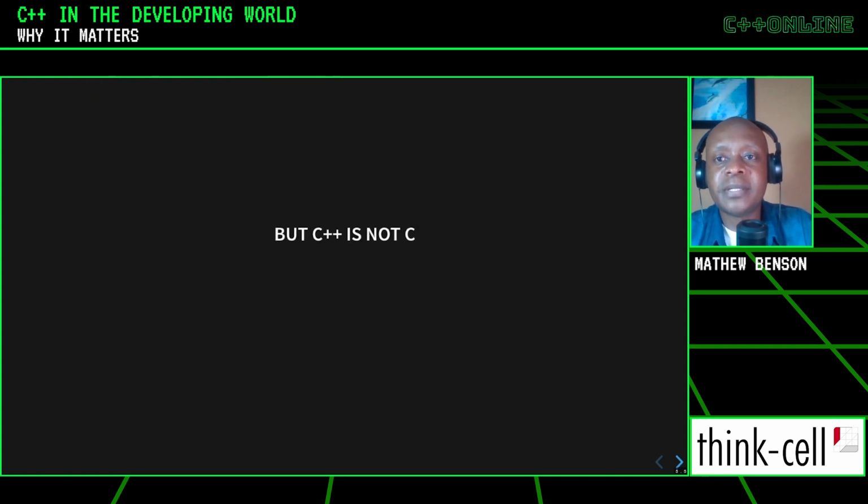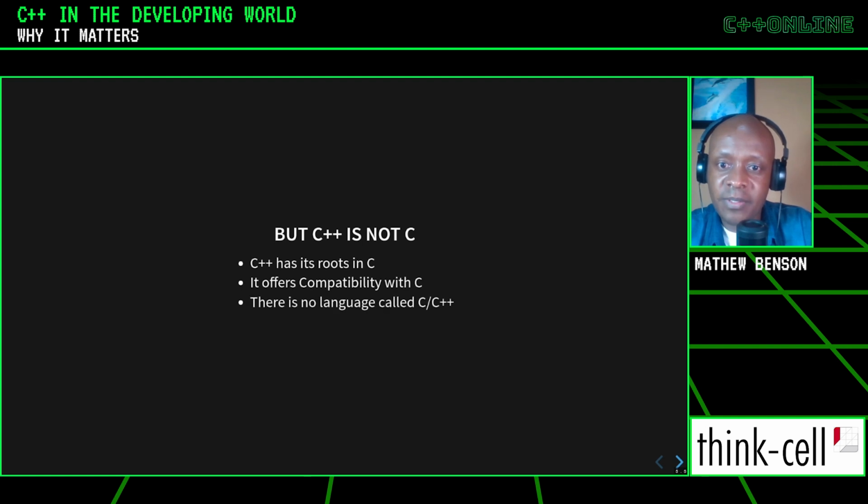But to be very, very clear, C++ is not C. I say this because I feel not enough people know this distinction. Yes, C++ does have its roots in C. It is compatible with C. But there is no language called C/C++. It is an independent language.